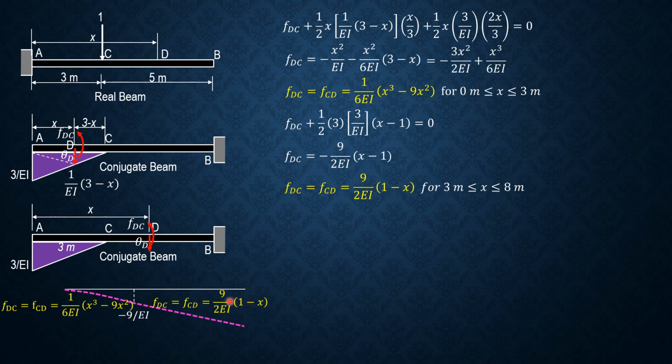We can also substitute the value of deflection when x is 3, vertical deflection at C when x is 3. So 1 minus 3, negative 2 times 9/2, so negative 9 over EI. And here we only substitute it here because this is the equation when x is 8. So 1 minus 8, negative 7 times 9, negative 63 over 2, so negative 31.5 over EI. And this is the influence line for vertical deflection at C by the conjugate beam method. And the unit is meter per kilonewton.